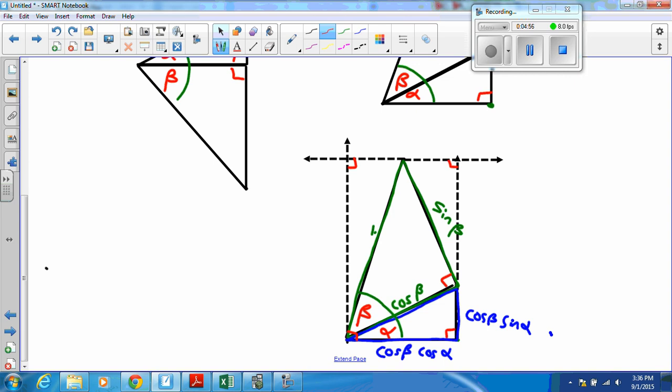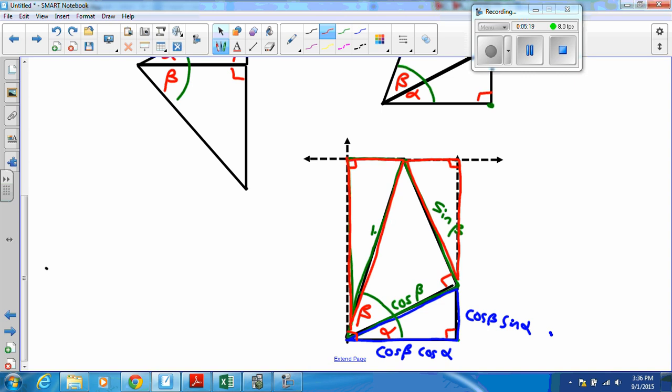Okay. Now, having put all of that scaffolding in place, let's see what we have. What we have are two new right triangles. We have this guy, and we have this guy. I'm going to do him in red also.